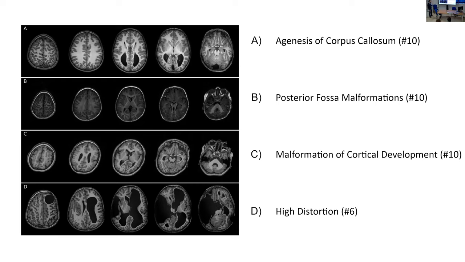Also, we have 10 subjects with malformation of cortical development, pathologies that affect the gyrification of the cortex. We can have lissencephaly when gyrification is very low, and polymicrogyria when we have more gyrification than the physiological one. And in the last category, we have six images that we call eye distortion, because there are several patients that have eye distortion introduced by big schisis or separate septa.